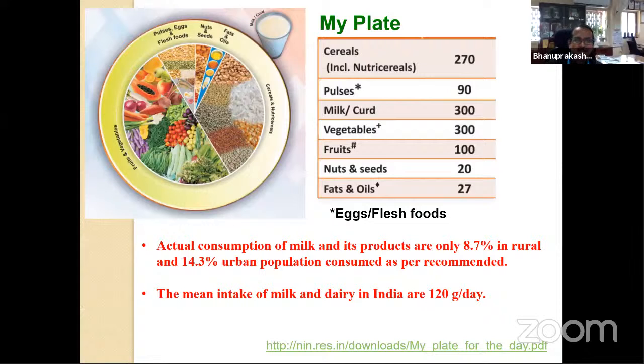As I said, the actual consumption of milk and milk products is not even 9% among rural kids, and only 14% of the urban population are meeting our requirement. The reason is that their education and awareness is minimal. That is the problem. The mean intake of milk and dairy is 100 grams against our 300 grams recommendation.